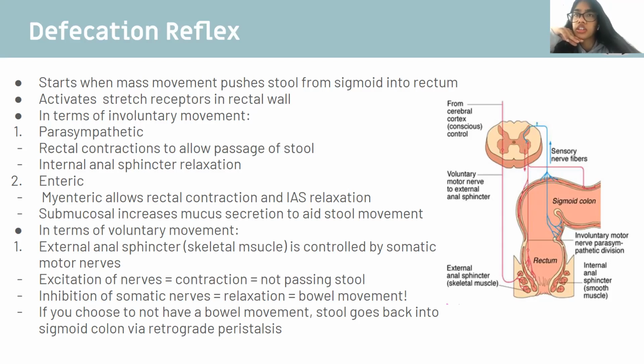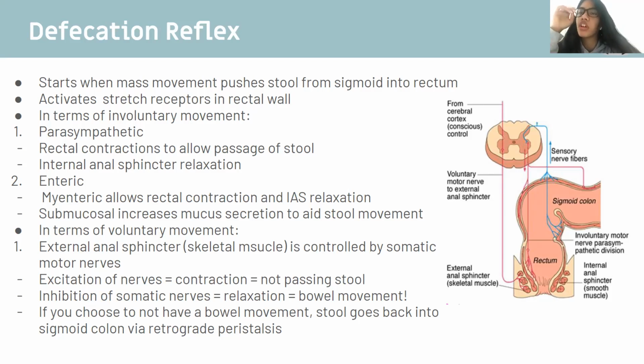From the parasympathetic side of things, because obviously rest and digest, this will lead to rectal contractions, which allow the movement of the stool through the rectum, through the anus, and then out. Also internal anal sphincter relaxation, which is really important for the passage of the stool. Similarly, the myenteric plexus, which controls your muscles, allows for more rectal contraction and internal anal sphincter relaxation. The submucosal plexus is responsible for secretions, which leads to an increase in mucus secretion, which helps move the stool along.